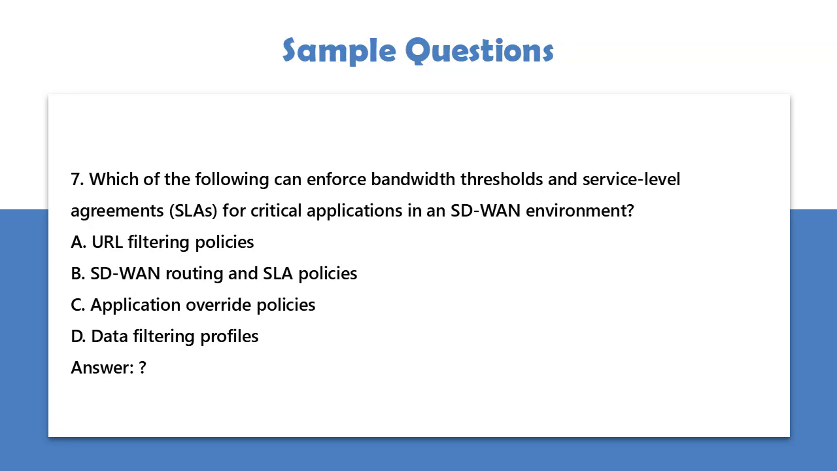7. Which of the following can enforce bandwidth thresholds and service level agreements, SLAs, for critical applications in an SD-WAN environment? A. URL filtering policies. B. SD-WAN routing and SLA policies. C. Application override policies. D. Data filtering profiles.